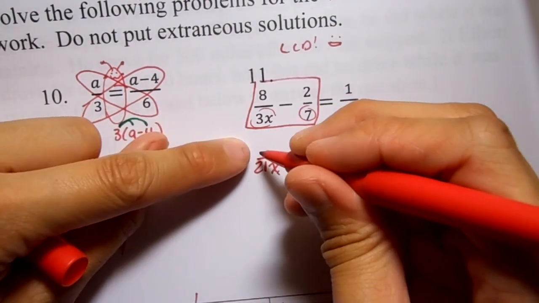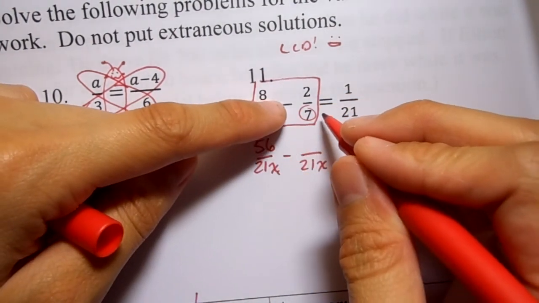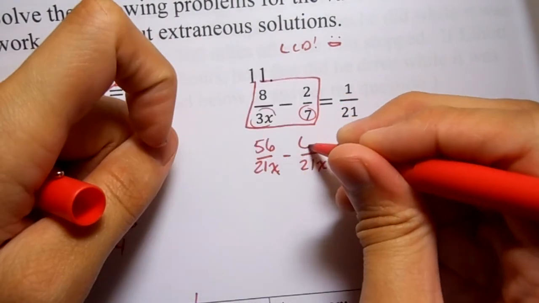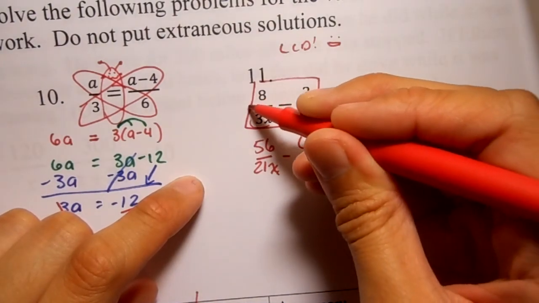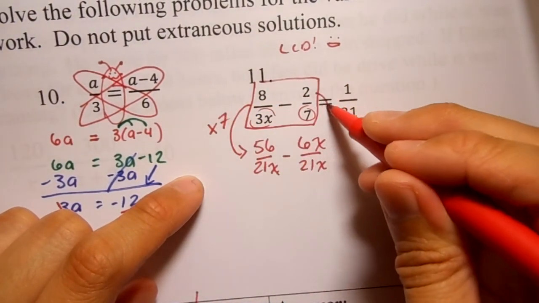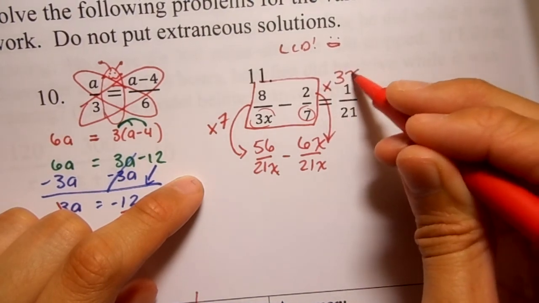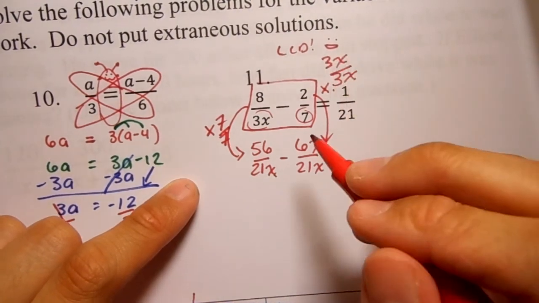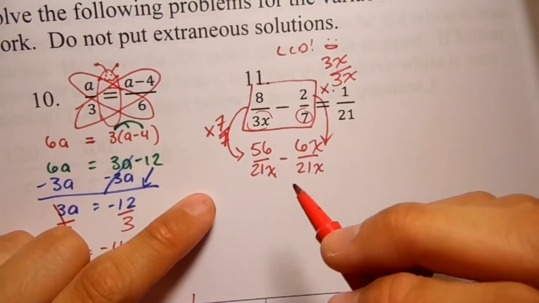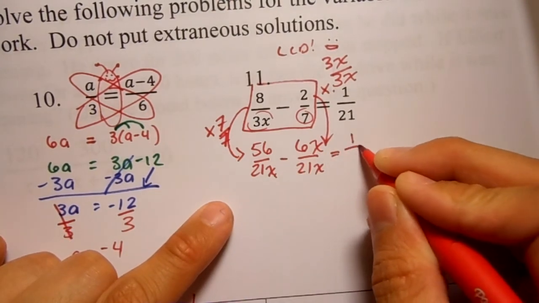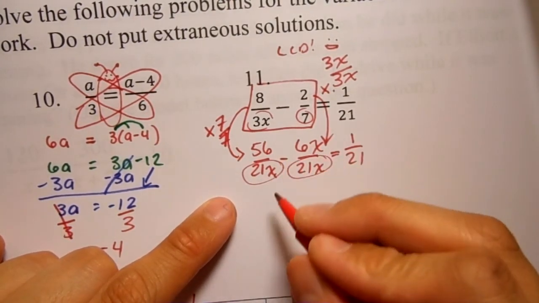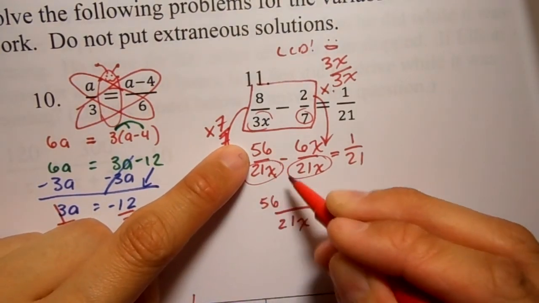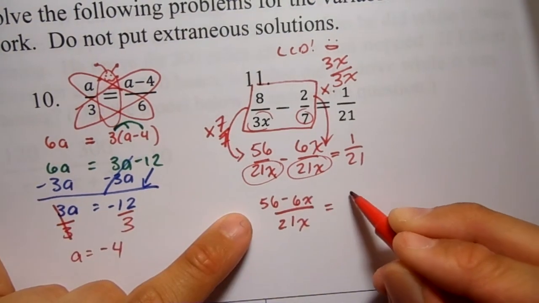So that means 8 times 7 is 56. In order to get from 7 to 21x, you had to multiply by 3x. So that means 3x times 2 is 6x. So you can pretty much say this one was times 7 over 7. This is times 3x over 3x. Pretty much just multiplying by 1, which doesn't change anything. So this guy's still chilling. Alright, now that it's under a common denominator, let's combine it into one fraction. So then, over here, 56 minus 6x is equal to 1 over 21.